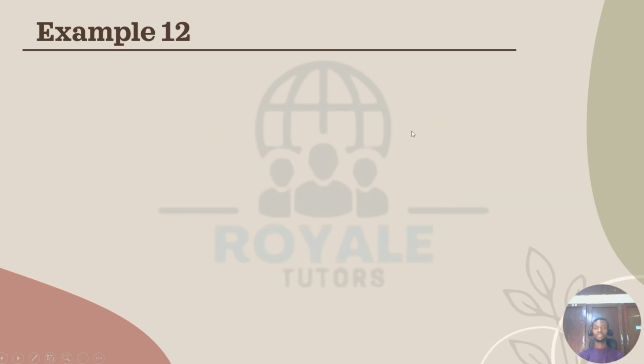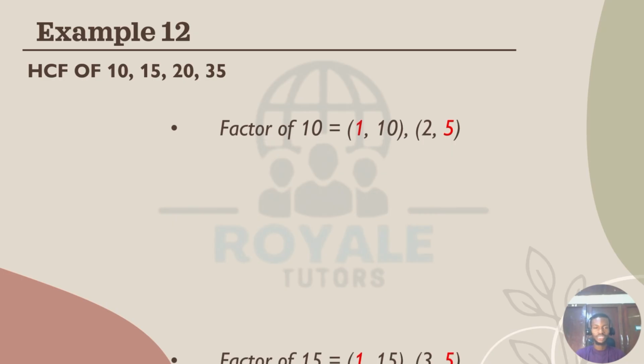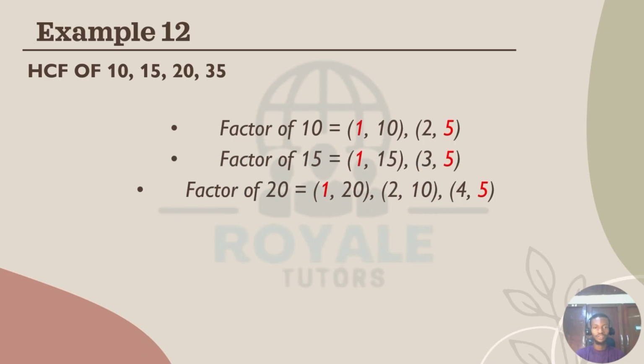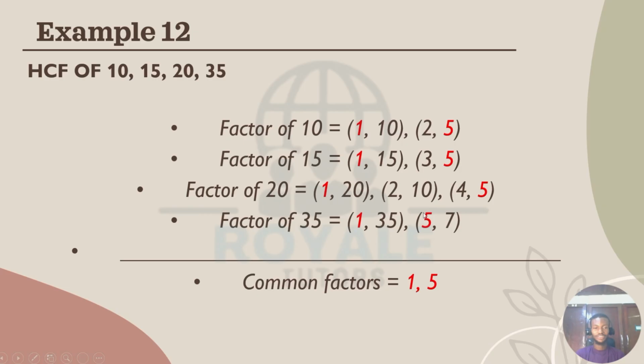Example 12. We have 10, 15, 20, and 35. Let's look at the factors of 10, factors of 15, factors of 20, and factors of 35. You have it there. So what do they have in common? You can see them painted in red. 1 is common to them all. 5 is common to them all. So that means the common factors are 1 and 5. Those are the numbers that are common to them.